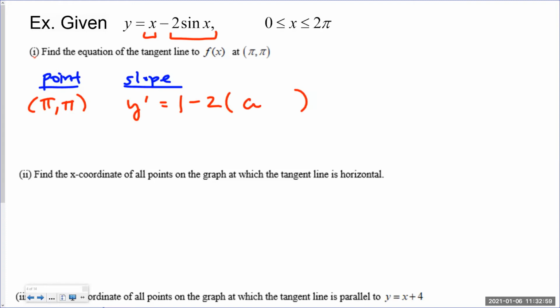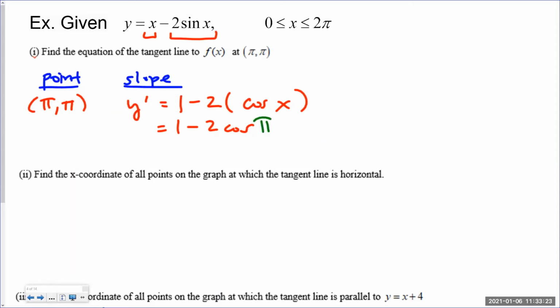Does it have a negative though? No, okay. If it had a negative, then it'd be -2 times -1. Do you guys see that? But it doesn't have a negative, so this answer is 1 minus 2 cosine x. All right, but the problem is my slope is not a number. How can I get it to be a number? Okay, so what is x? Pi. So I'm going to plug in x as pi.